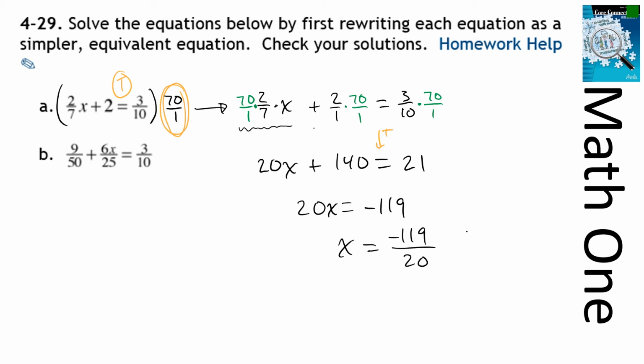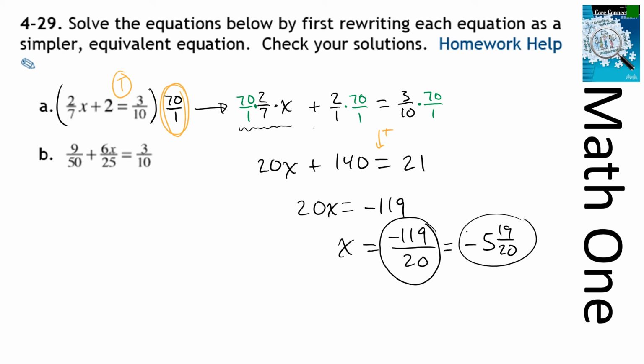And if you're really fond of this thing, you can convert it to a mixed number. It's equivalent to negative 5 and 19/20. And either answer is fine. My preference is probably this first one, just because it's easier to check it. I really like to grab a calculator and just throw that into it. In fact, I'm going to do that right now.